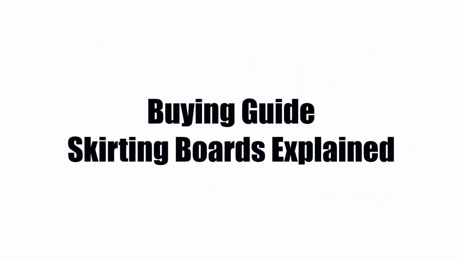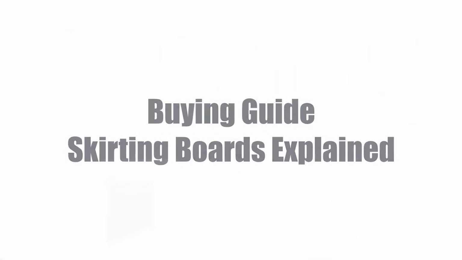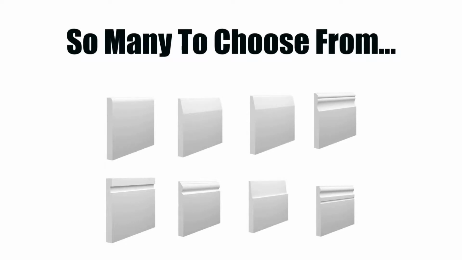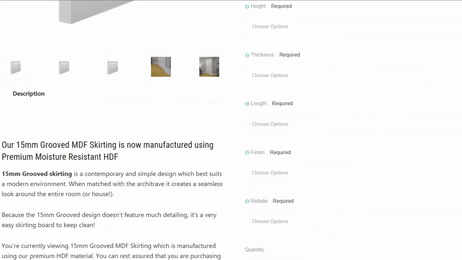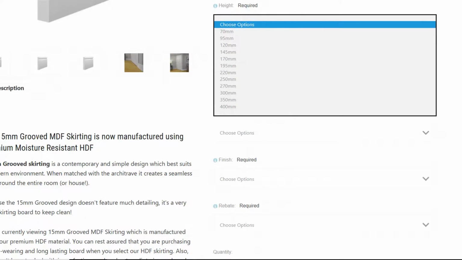Buying skirting boards online can be a daunting task. With so many sizes to choose, where do you start? On our product pages we have multiple drop-down boxes that contain multiple sections. For skirting boards alone, there's 5 drop-down boxes and over 20 different selections to choose from. With that, we're going to explain all of the options you can choose when ordering skirting boards.